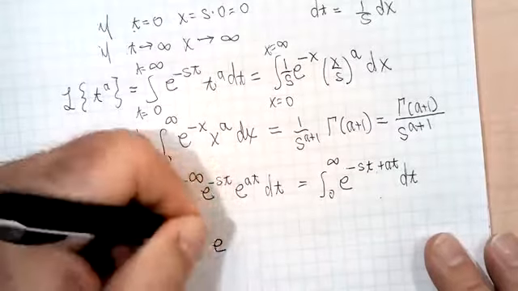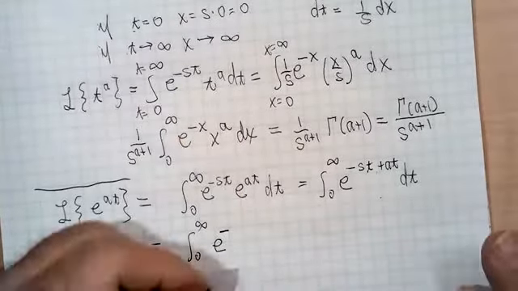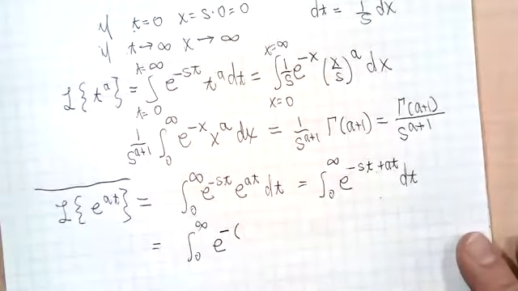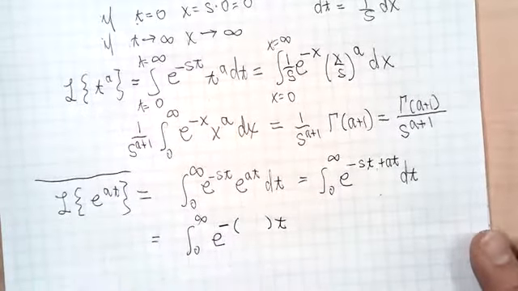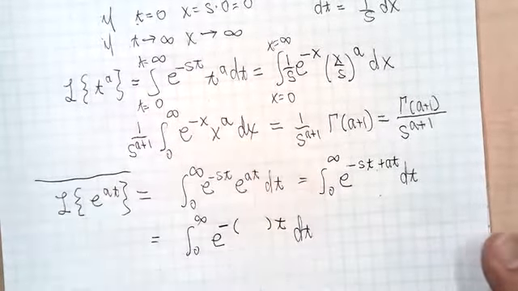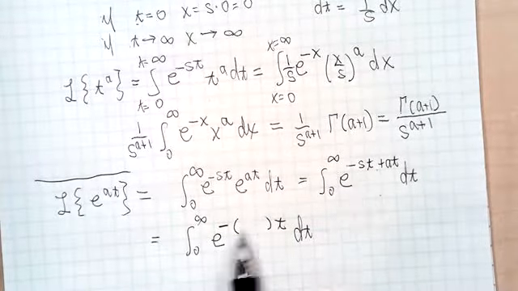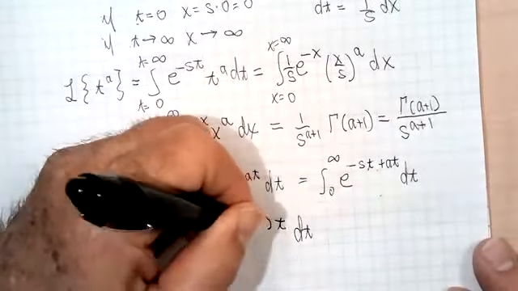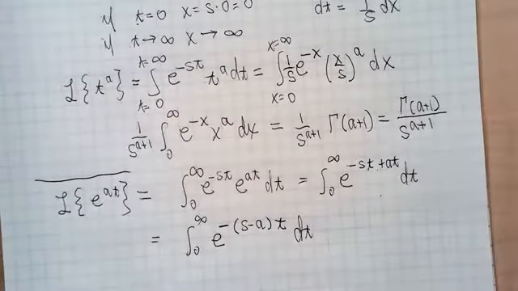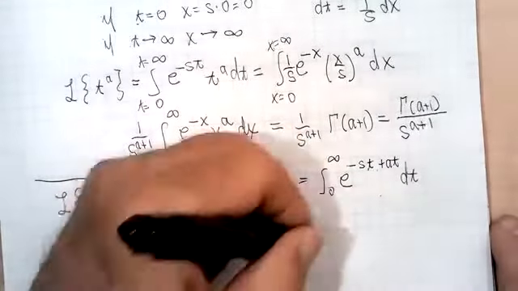So I'm going to write it this way. I'd like the minus because I want to be able to see explicitly that that's a negative thing. That's how I'm going to start. Oh, dt, of course. Then what I'm left with is minus s plus a, but if I take the minus out, then I have s minus a. And this can be computed.